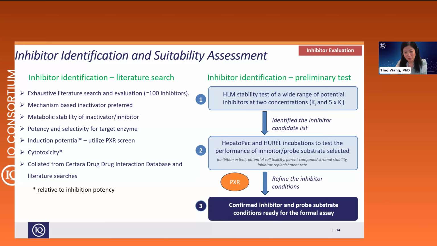And the inhibitor replenishment rate, again, because those three, HepatoPac, HuREL, and the spheroid, are long-term culture, so the inhibitor replenishment is also a consideration for the experimental design. In combination with the PXR data, we came up with refined inhibitor conditions to proceed with the formal assay. Next slide, please.